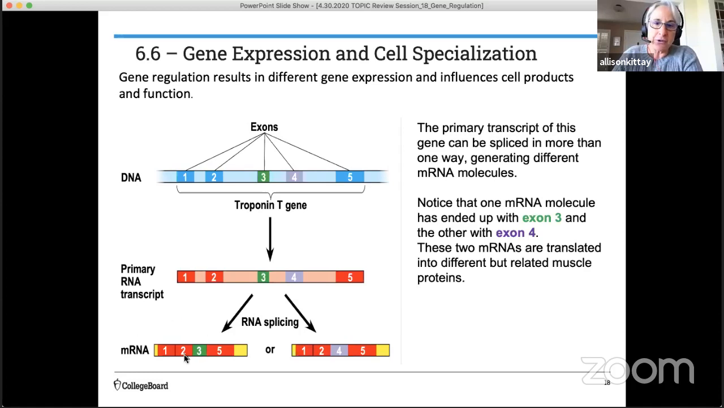So if you notice in the first RNA, this is the transcript that we get after this DNA is transcribed. The first mRNA molecule has ended up with exon 3, which is shown in green, and the other one has exon 4, which is shown in purple. And you can see that these two mRNAs are translated into 2 different but related muscle proteins. So in this way, we can actually transcribe it once and then splice it 2 different ways to get different proteins produced.